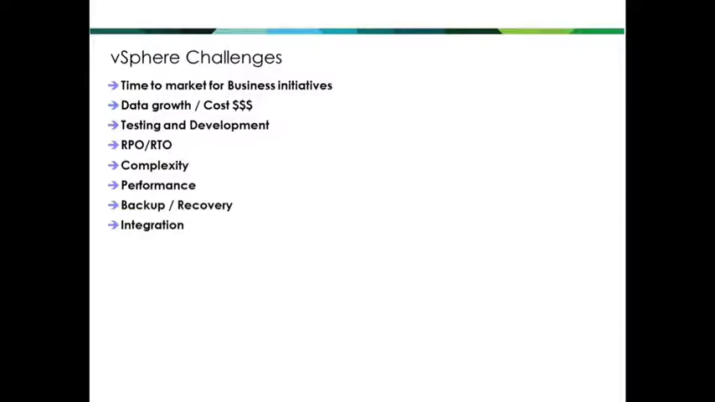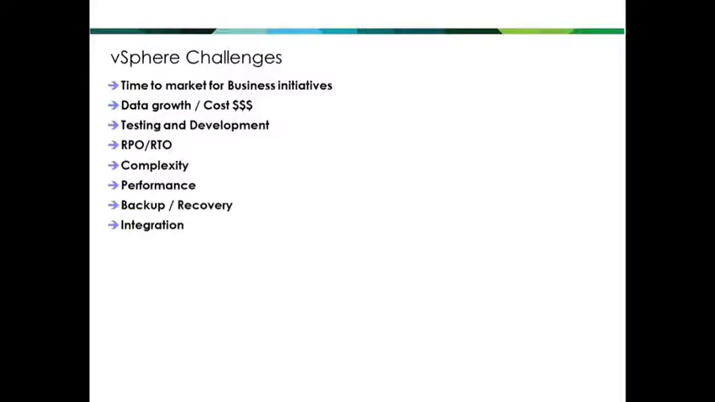RPOs and RTOs actually come up under backup and recovery. If you're not familiar with RPO and RTO, it means recovery point objective, which is essentially how much data you can lose in the event of a disaster. And RTO is the time it takes to recover your application. So your RTO might be 4 hours or 1 hour or 24 hours, depending on your requirement.